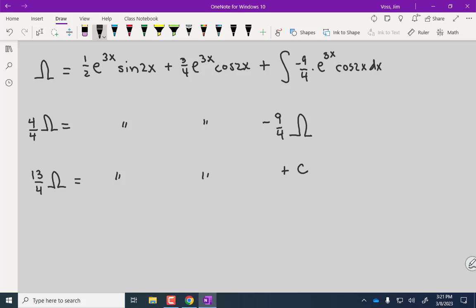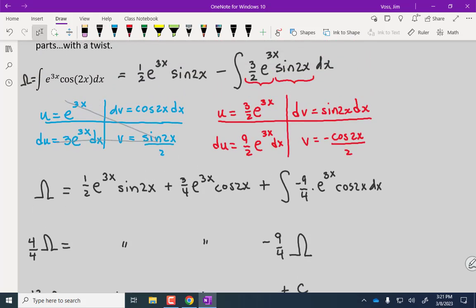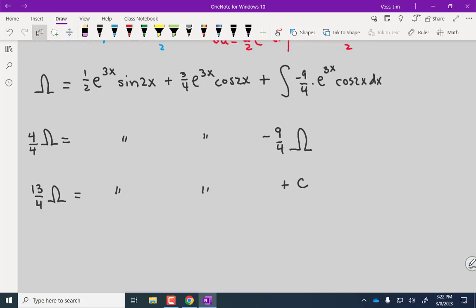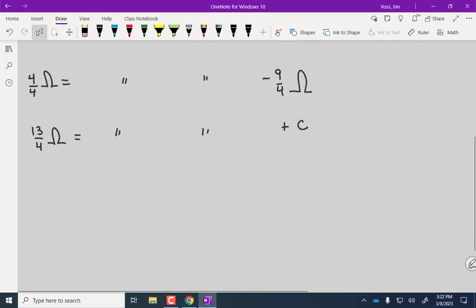And then we have to remember that we're going to need to include a plus c. As soon as we add that omega to the left, we need to add a plus c. Because omega is an indefinite integral, and we know that the evaluation of an indefinite integral has a plus c. And that plus c is kind of hiding within this omega here. So as soon as we move it to the other side, we need to pull it out. Make sure we have a plus c.